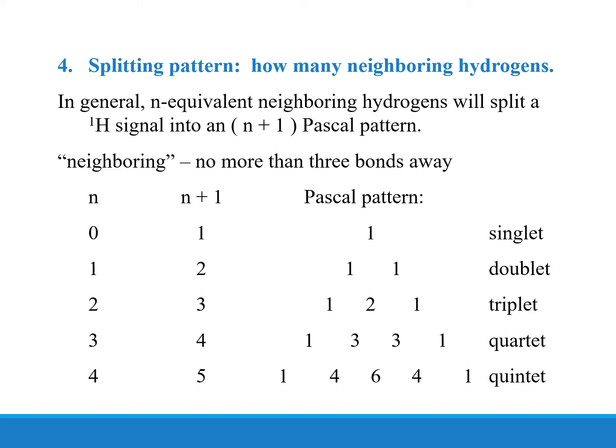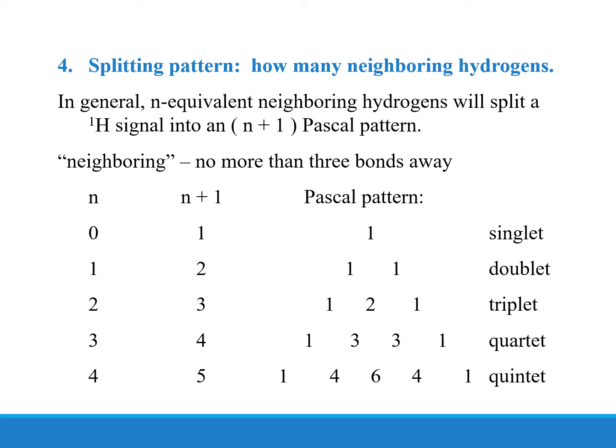So you can understand the splitting by simply knowing the number of neighboring atoms and adding 1 to the number of neighboring atoms. If you have no neighboring atoms, the peak will be a singlet. If you have 1 neighboring atom, the peak will be split into 2.